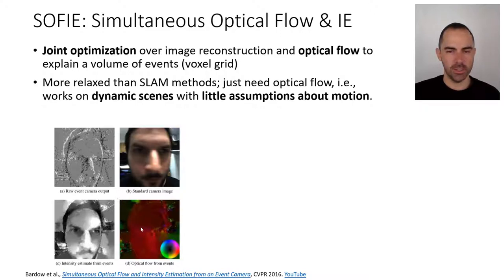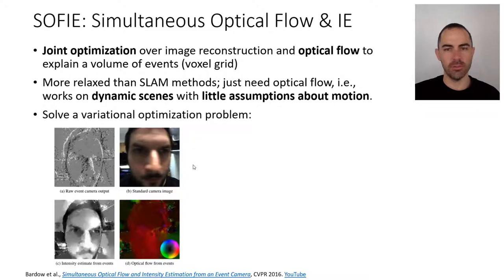And that's represented here. The apparent motion is this bottom right image, the optical flow. The color is the direction of the flow, and the amount, so it's between black, and then the color is the magnitude. On the top left are the input events, here just represented as event frames, and on the bottom left is the reconstructed intensity. So how are these two quantities computed? Well, they need to solve a variational optimization problem.